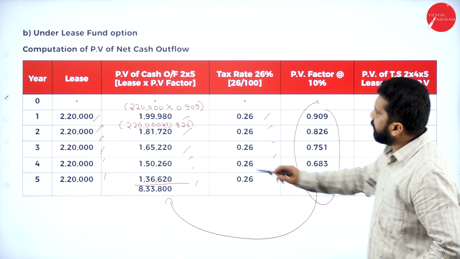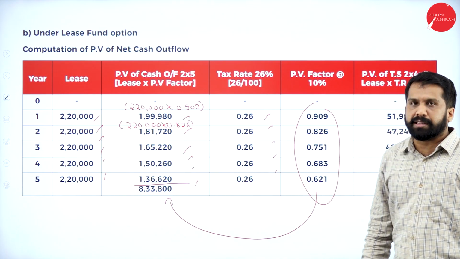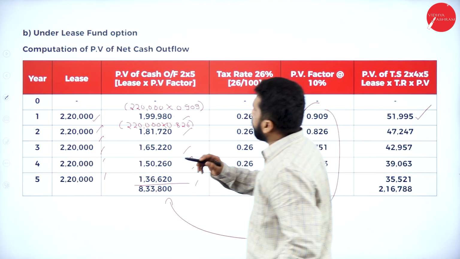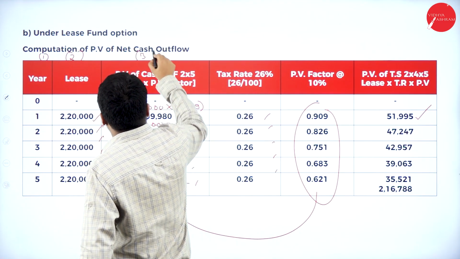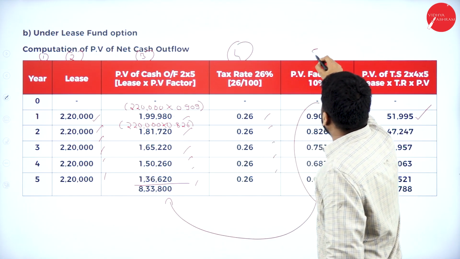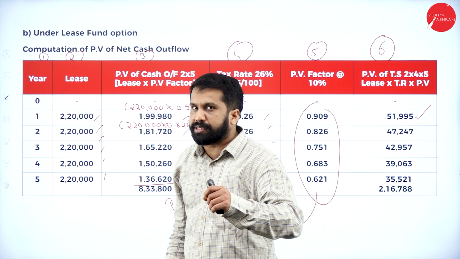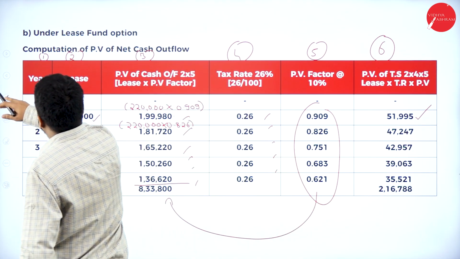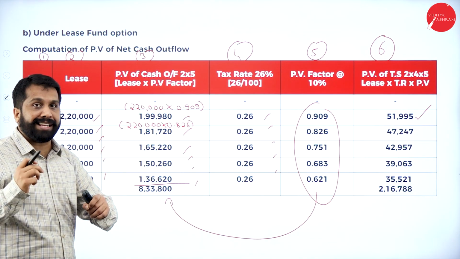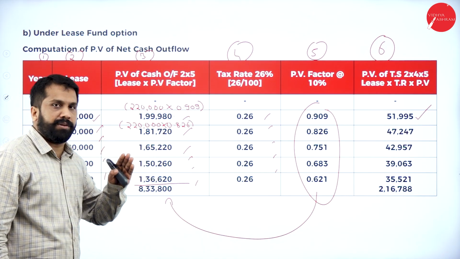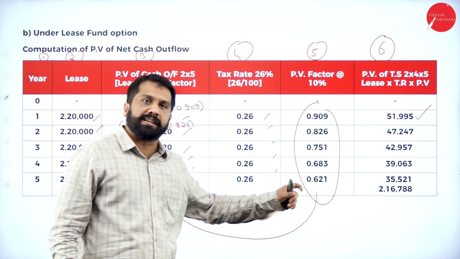The final one will be this into this, 51,000. Again, I'll repeat. This is column number 1, column number 2, column 3, column number 4, column number 5, column number 6. How did you get your column number 6? I'll show you. So why I'm writing all this is so that you should not scratch your head. How did I get this value? By looking at this, you must be clear how I got this particular value.